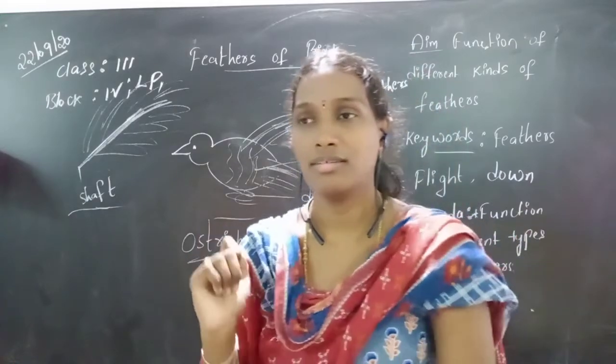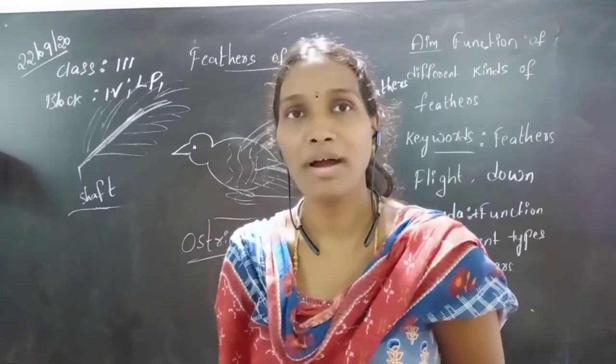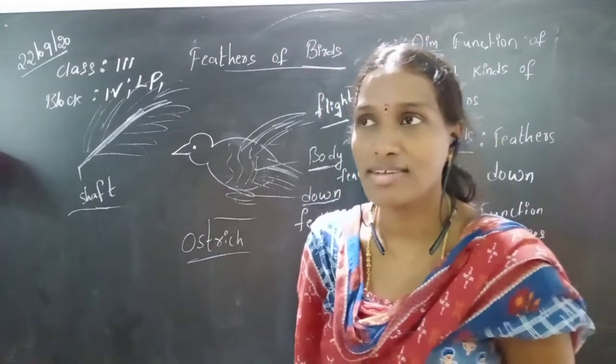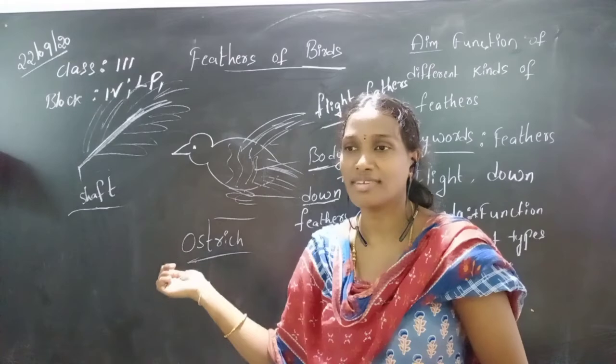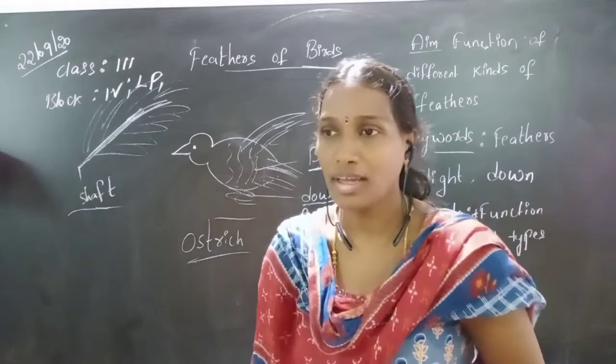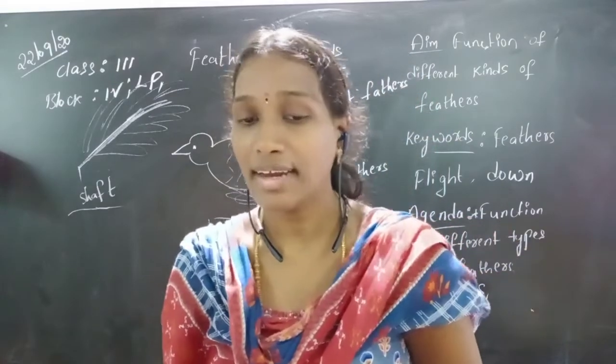Why? It has flight feathers also, but it cannot fly. What is the reason? Yes, ostrich has a big body structure, and it cannot fly.